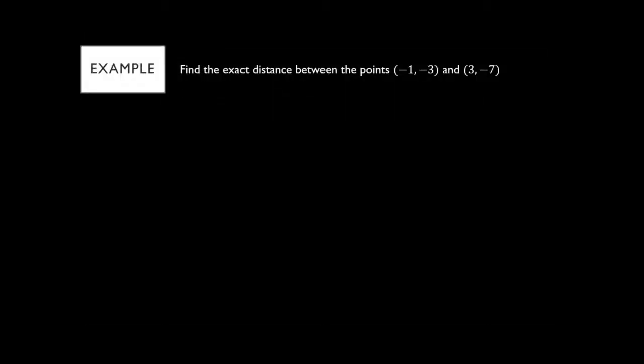So let's go through and use the distance formula here. We want to find the exact distance between the points -1, -3, and 3, -7. So exact distance is telling us that we're not going to be using decimals. If you have a square root, you're going to leave it in square root form and then try to simplify.